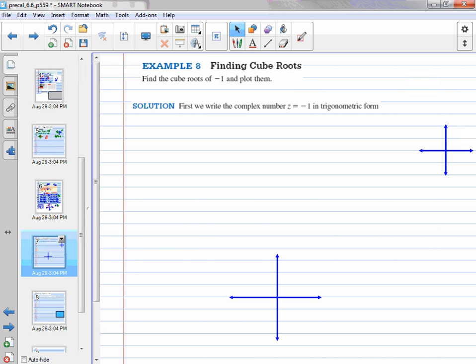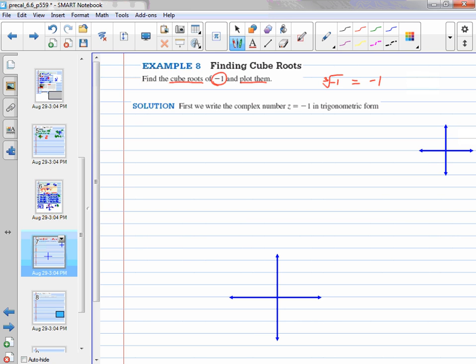Example 8. Find the cube roots of -1. They want us to plot them. That's what I did on the last one. I plotted it a little bit. Well, before today, if you were asked to find the cube root of -1, you could have come up with one answer, -1. That is true. But there are 2 more solutions to this. There are actually 3 cube roots of -1. -1 is going to be one of the answers. So let's see if we can try this out.